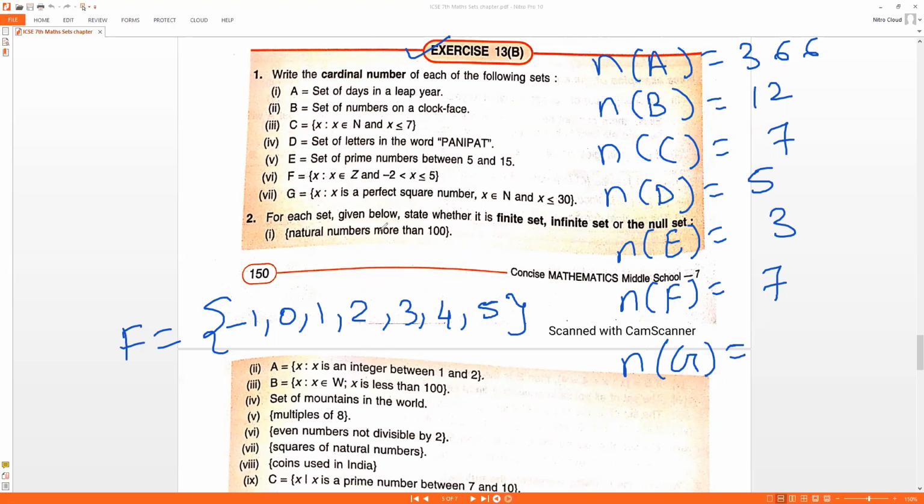X is a perfect square number, X is a natural number, X is less than or equal to 30. So what is the set G? 1, 4, 9, 16, 25. How many? 5.